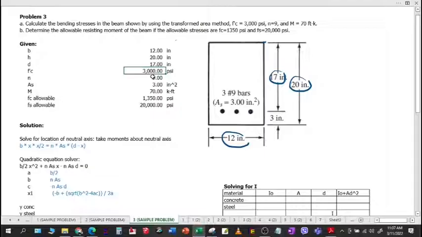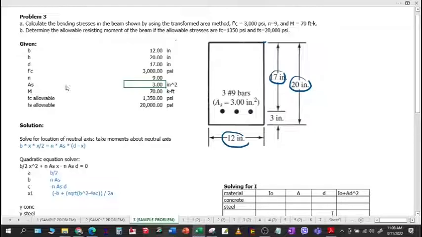Fc prime is 3000 psi. Then we have modular ratio of 9. It means to say that steel is 9 times stronger than concrete. Alright, steel is 9 times stronger than concrete in this problem. Then we have AS, or area of steel, that is 3 square inches.